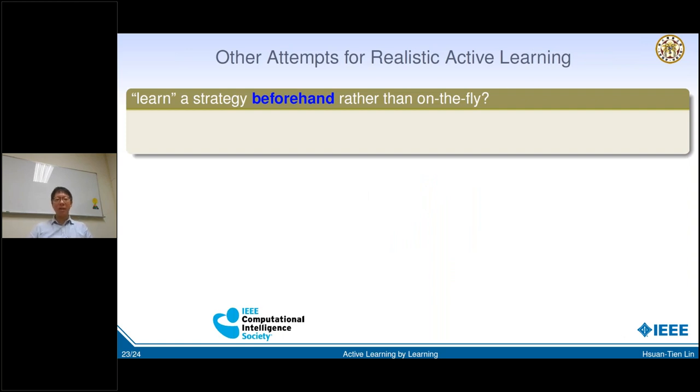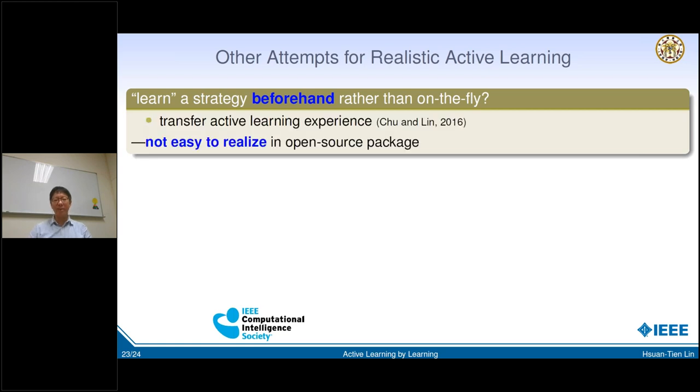Our lab has some other attempts for realistic active learning. I'm going to quickly flash through them here in case you're interested. One is to learn a strategy beforehand rather than on the fly. And we studied how to transfer the active learning experience from other learning tasks. But it is not easy to realize it in open source packages.